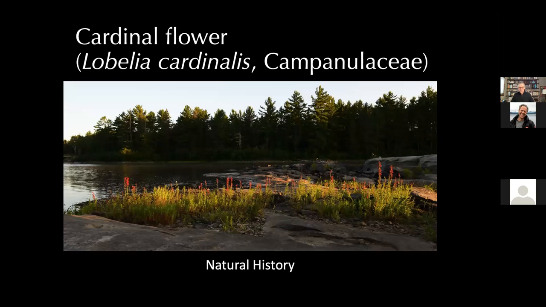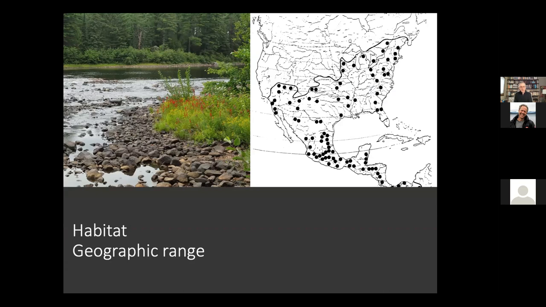So this is cardinal flower, Lobelia cardinalis. It's a member of the Campanulaceae, the bellflower family. And this photograph is in Algonquin Provincial Park in Ontario. This is my population, Ontario 01. It lives along water edges, streams, rivers, creeks, lakes, across this part of North America, which you can see in the upper right of the slide.